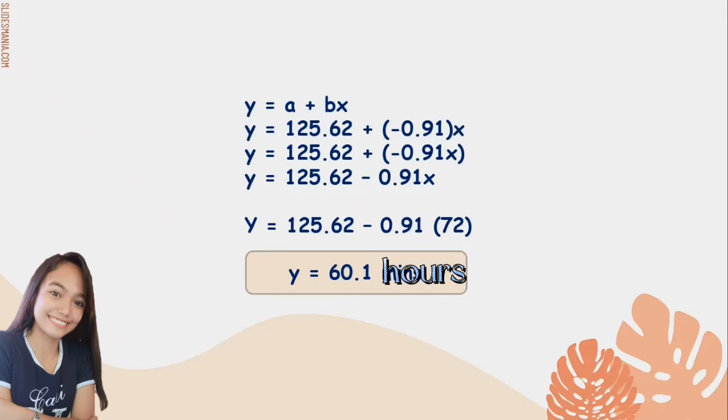Then gagamit din tayo ng equation y is equals to a plus bx. Y is equals to 125.62 plus negative 0.91. So, para maging negative to, so dun sa b, negative siya. So, gagawin natin siyang negative na. Kaya maging y is equals to 125.62 minus 0.91x. So, y is equals to 125.62 minus 0.91 times 72. So, the answer yung y natin dito is 60.1 hours.